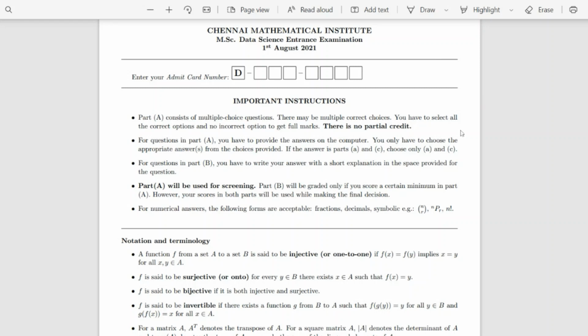So if you want to appear for the CMI MSc Data Science exam, just watch the full video and you will get a very good analysis of the paper. So let's get started.